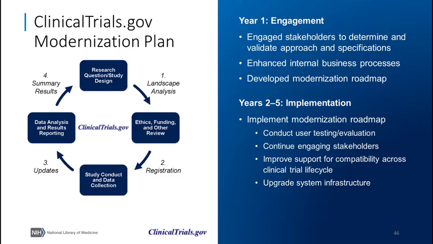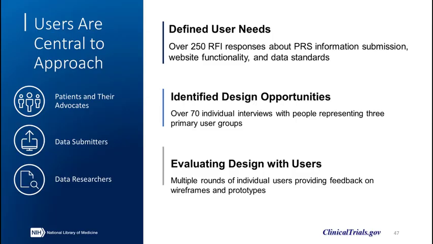In the current period of implementation, ClinicalTrials.gov has been conducting user testing and evaluation and continuing to engage with stakeholders. The goal is to promote a seamless end-to-end process in the trial life cycle by upgrading the system infrastructure. The RFI garnered over 250 responses that covered topics including PRS information submission, website functionality, and data standards. Over 70 interviews have been conducted with individuals representing 3 primary user groups, including patients and their advocates, data submitters, and data researchers. User testing has also been employed to obtain feedback about wireframes and prototypes.